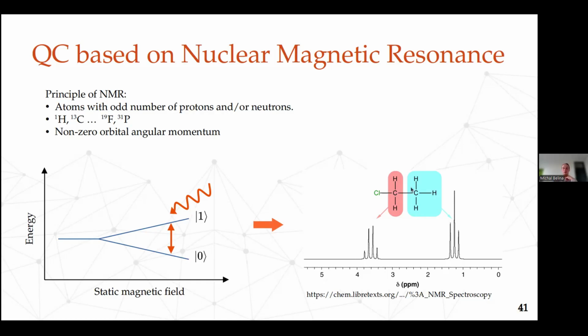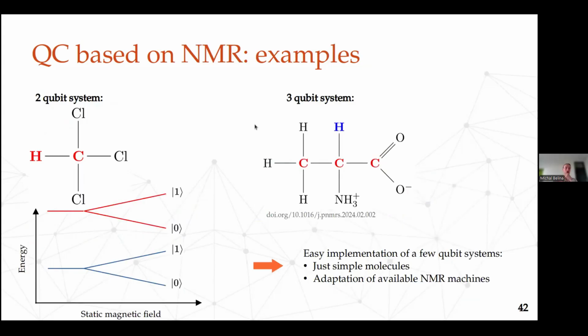You can see that this carbon atom is different from this one. It changes the magnetic field around the nucleus, and therefore there is a different energy or different splitting for different nuclei, even if you are speaking about the same element.